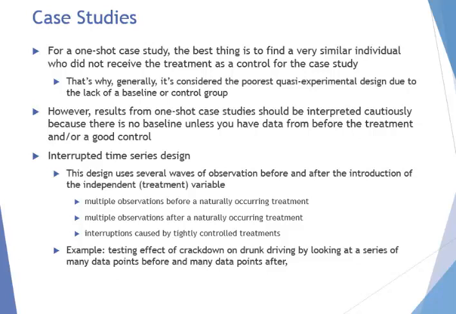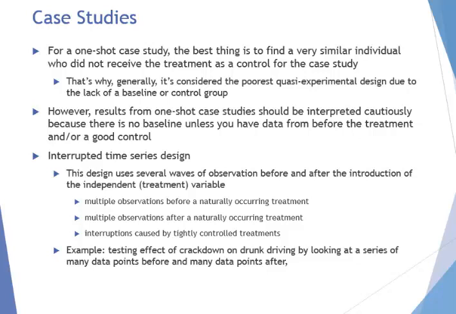The example they give here is testing the effects of a crackdown on drunk driving by looking at a series of many data points. For example, you might look at how many drunk driving accidents there were 3 years before the crackdown, then 2 years before, then 1 year before, then the year of the crackdown, then the year after, then the year after that, then the third year. In other words, you look at many different data points.